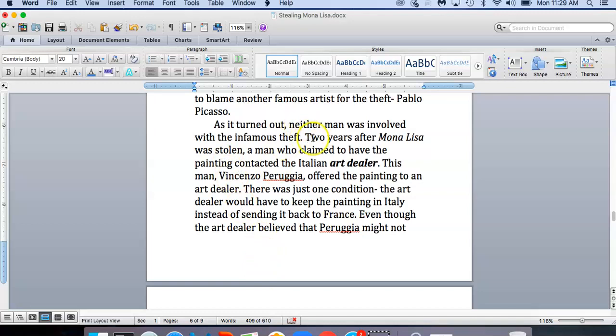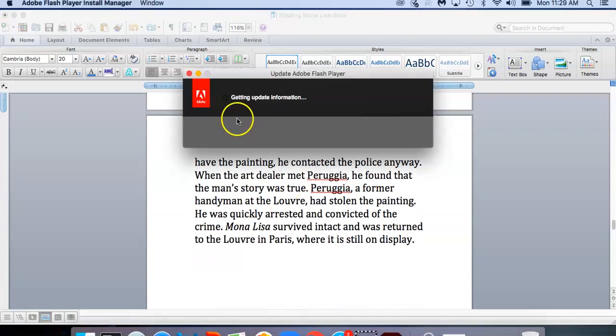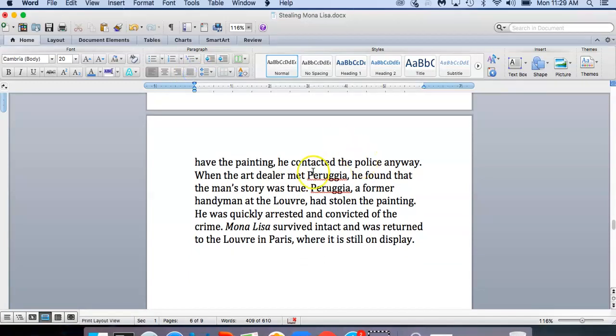As it turned out, neither man was involved with the infamous theft. 2 years after Mona Lisa was stolen, a man who claimed to have the painting contacted the Italian art dealer. This man, Vincenzo Perugia, offered the painting to an art dealer. There was just one condition. The art dealer would have to keep the painting in Italy instead of sending it back to France. Even though the art dealer believed that Perugia might not have had the painting, he contacted the police anyway.